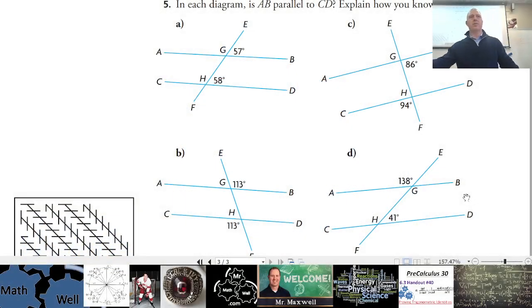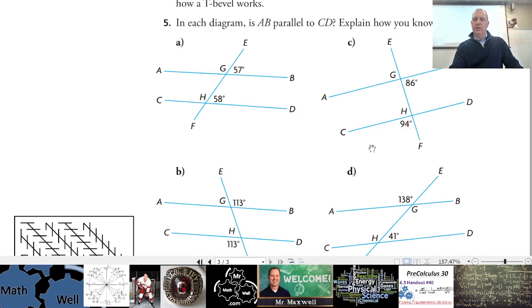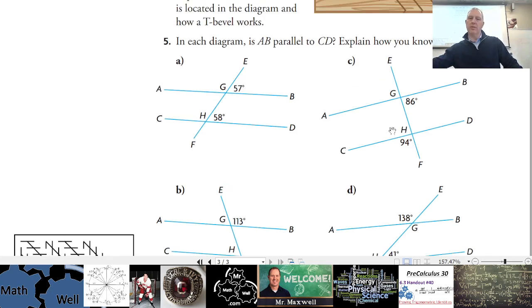Okay, so Foundations Math 22.1. This is number 5, C and D. So this is a good question. It says, in each diagram, is AB parallel to CD? So is AB, let's take a look at C. Is AB, this line right here, parallel to CD? So are these two lines parallel?